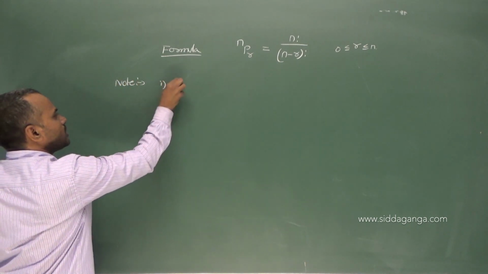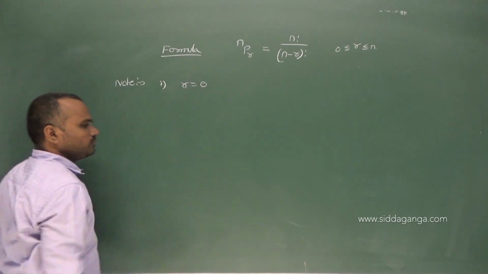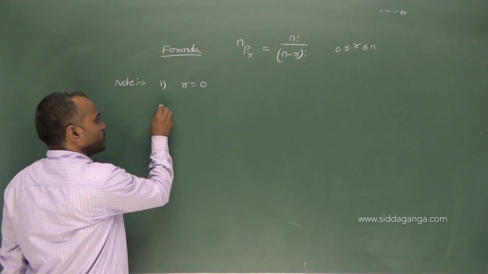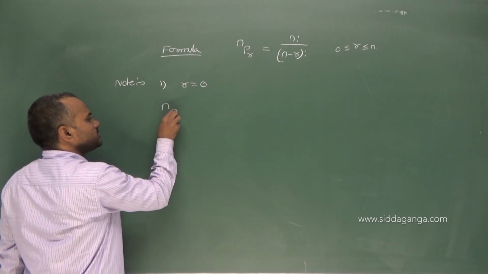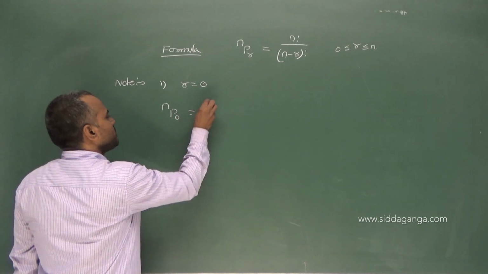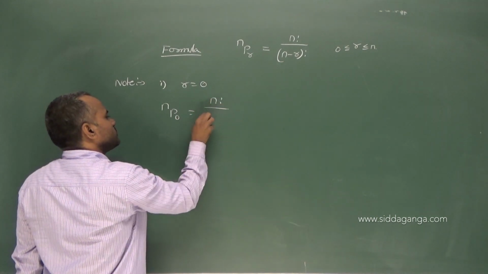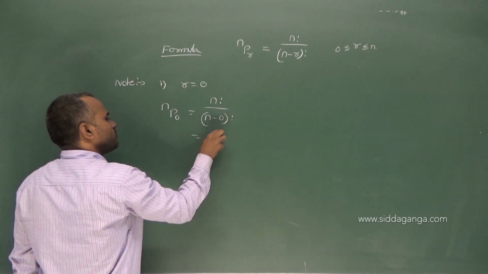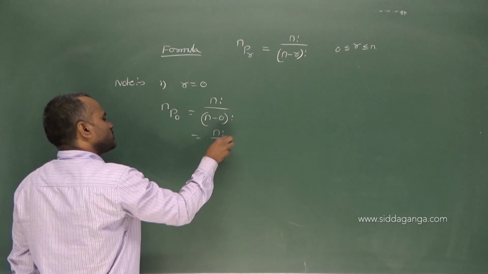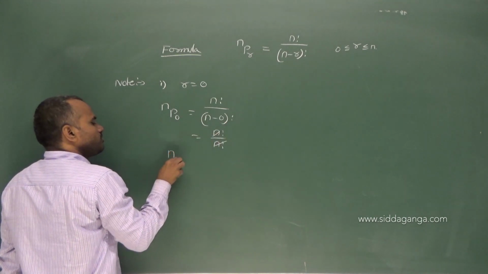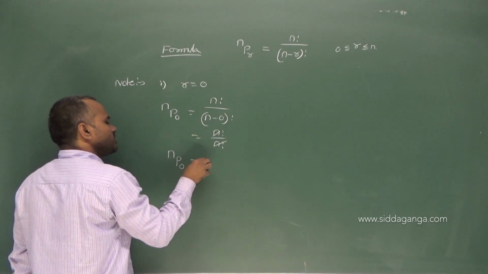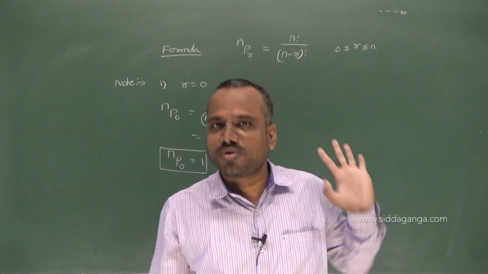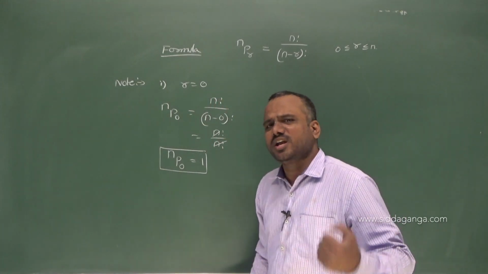First one, r is equal to 0. What will be the result if r is 0? nP0 is n factorial divided by (n minus 0) factorial. n factorial divided by n factorial gets cancelled. nP0 is always equal to 1. Remember this one, this is also a formula. If r is 0, n may be any value.